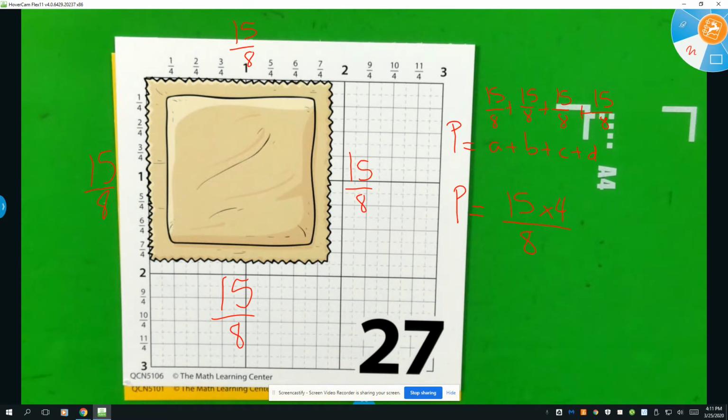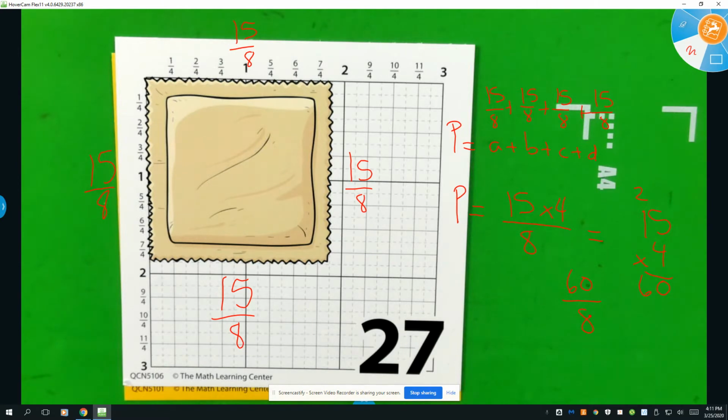Now, if I have 4 15s, 15 times 4 is what? I'm going to give you about 10 seconds. Okay, so here it is, 15 times 4. Hopefully you got 60. 4 times 5 is 20. Carry the 2. 4 times 1 is 4, plus 2 is 6. So we have 60 over 8.